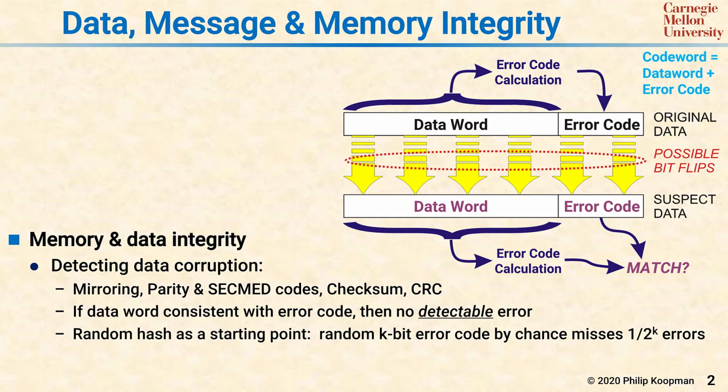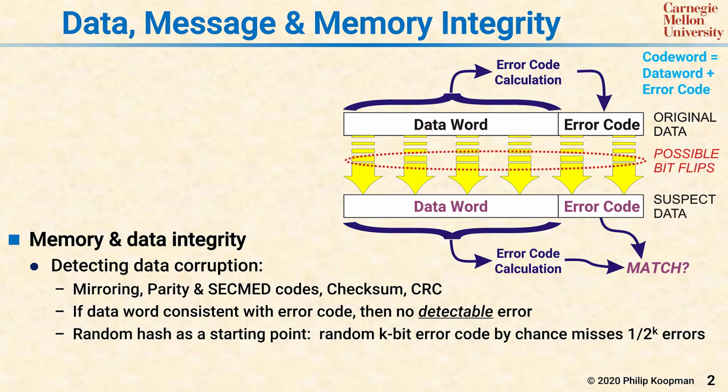If you took completely random data for the data word and completely random data for the error code and matched them, if the error code is k bits, by random chance, there's a 1 in 2^k chance they'll just happen to match. So the baseline performance for an error code is that completely random probability of 1 in 2^k. Perhaps surprisingly, you can do a little better than that for small numbers of errors, and that's where error code design comes in, and that's mostly what we'll be talking about.